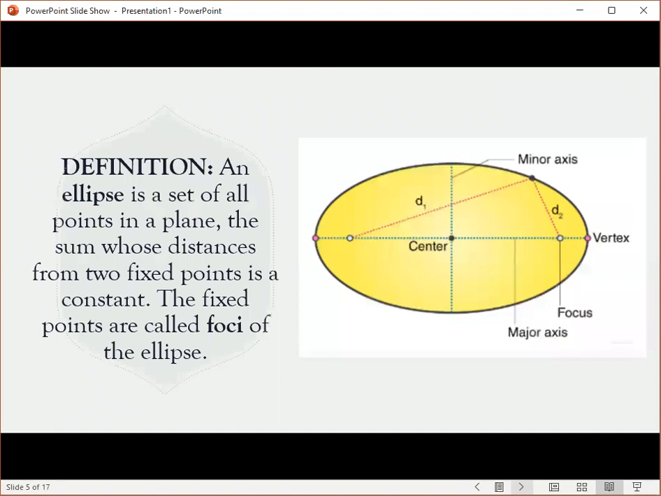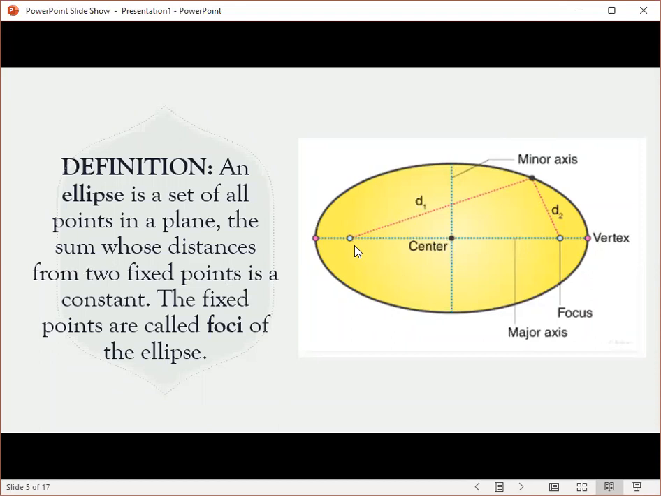So by definition, an ellipse is a set of all points in a plane, the sum of whose distances from two fixed points is a constant. The fixed points are called the foci of the ellipse. Now, by definition, we mentioned here that this is the sum of distances from two fixed points.